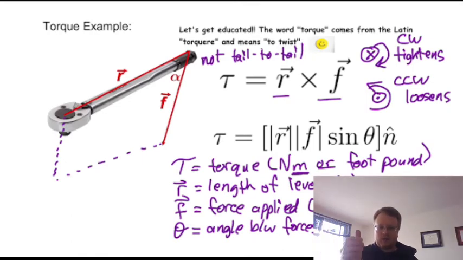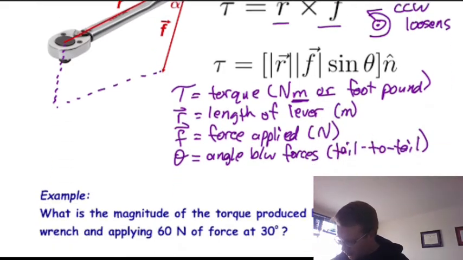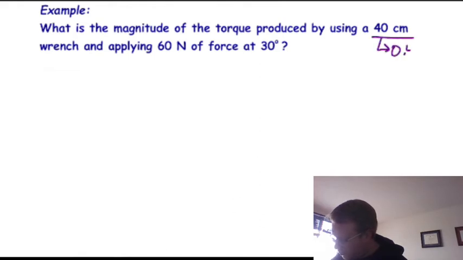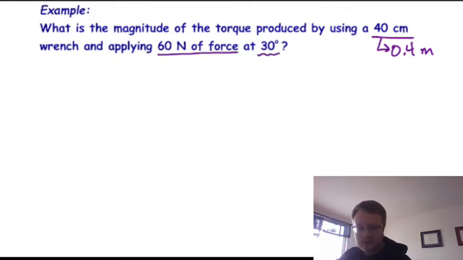Or counterclockwise, we're rotating with our fingers in that direction, and our thumb is pointing up. The force is going up. It's loosening. All right, cool. Let's take a look at our specific example. What is the magnitude of torque produced by a 40 centimeter wrench? Problem 1, we're given our information in centimeters. I need meters, so I'm going to convert that before I do anything else. 0.4 meters. So we know the length of the wrench is 0.4 meters. It is applying a force of 60 newtons, and our angle is 30 degrees.